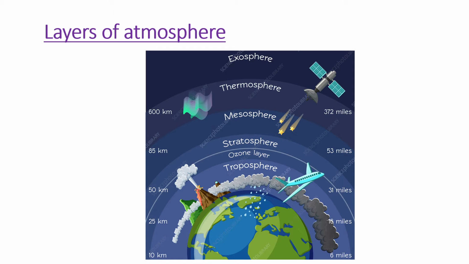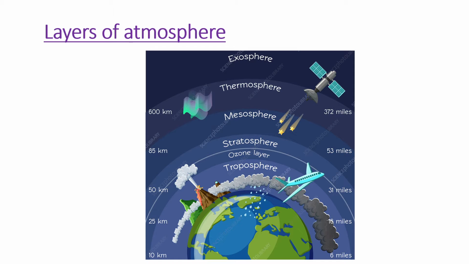The ozone layer lies in the stratosphere. This is a special layer which prevents the ultraviolet rays or UV rays of the sun from falling on the earth. So this is a very important layer for us. So the ozone layer we have to protect.